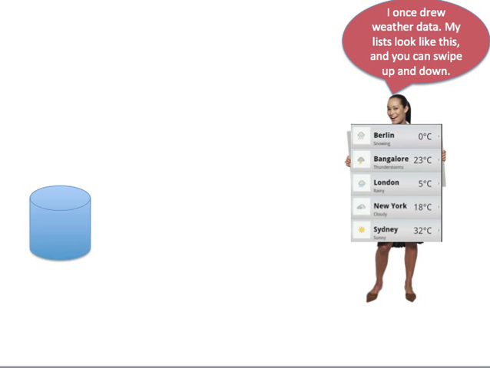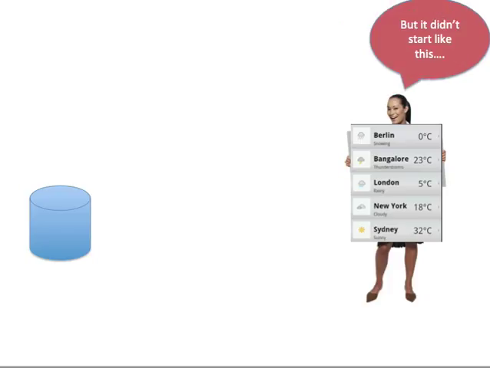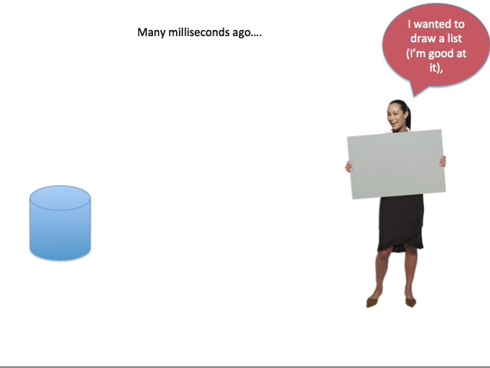Now, for example, one of the lists can be this list of the weather, right? So here's the weather in different cities with a little image and some detail, right? And you can swipe up and down and so on and so forth. But it wasn't always like this. It didn't start like this. There's a lot of object interactions so that this object view can draw these things. So it all started like this.